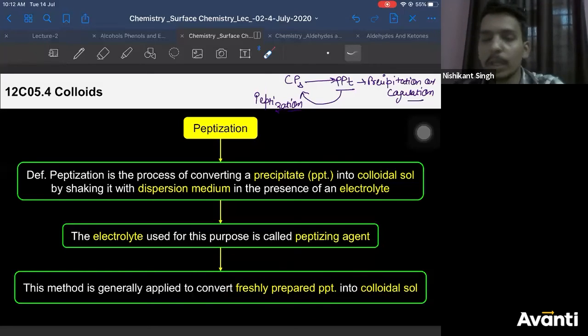Correct? So any doubt in these 3 points, anyone? Quickly ask, take a screenshot, whatever you want to do. Do it quickly. I'll go to the mechanism of peptization. Is this clear, everyone?